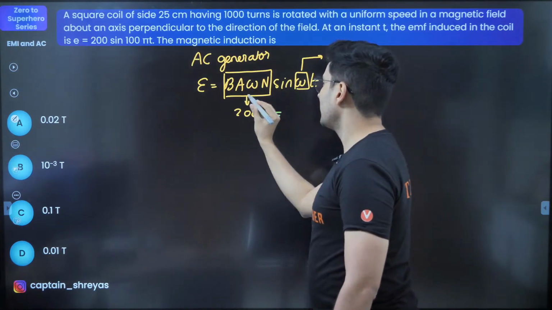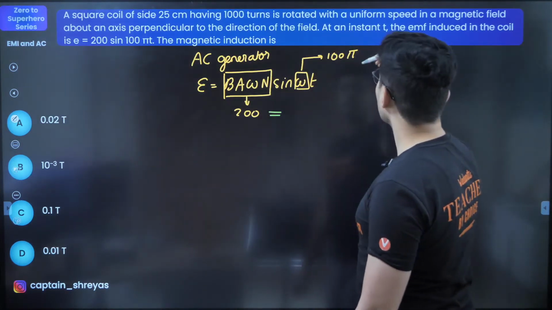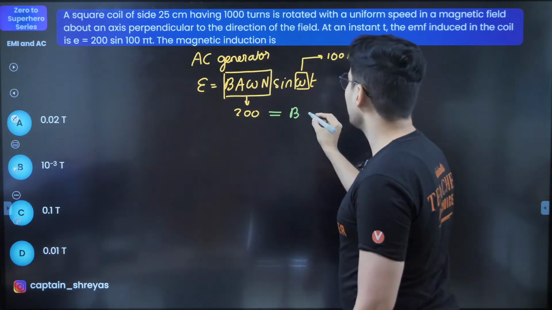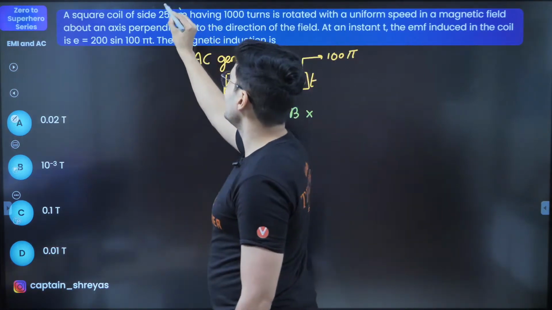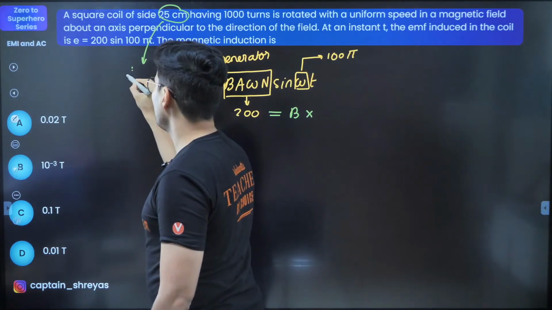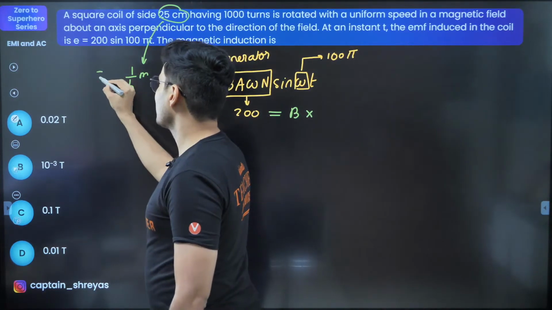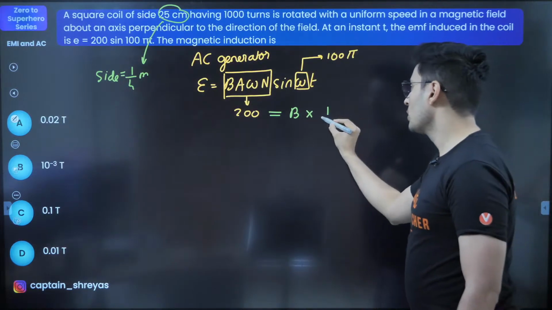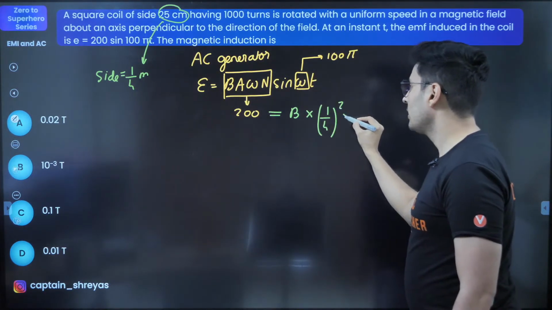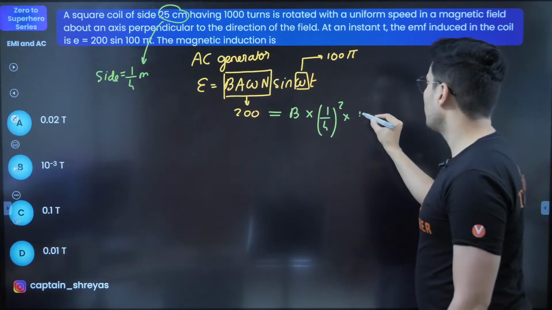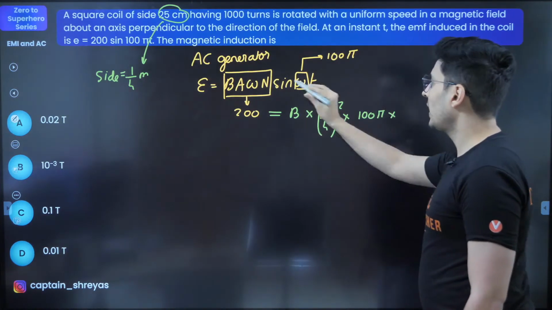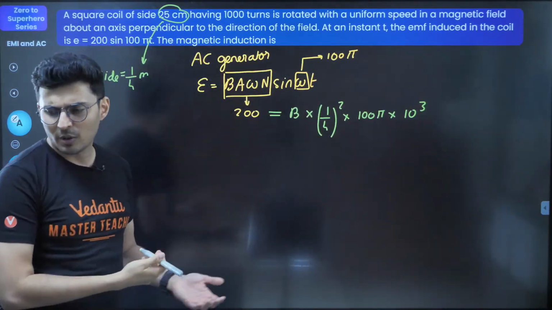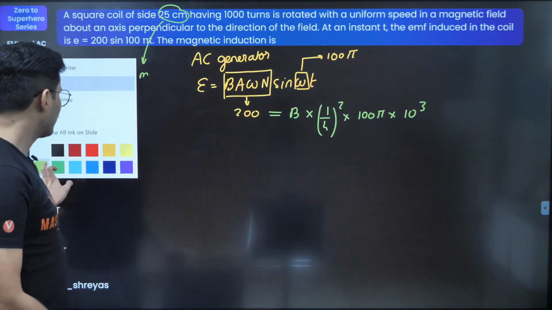The maximum EMF value is 200. What is B? The EMF induced in the coil. Acha, we have to find B. What is area? Side length is 25 centimeter, that means it is 1/4 of a meter. So the area will be (1/4) squared, the area of a square. So (1/4) squared into omega, omega is 100 pi, into N, number of turns is 1000, so 10 to the power 3. That's it. Now solve it and see what you get. Come on, rearrange this equation.